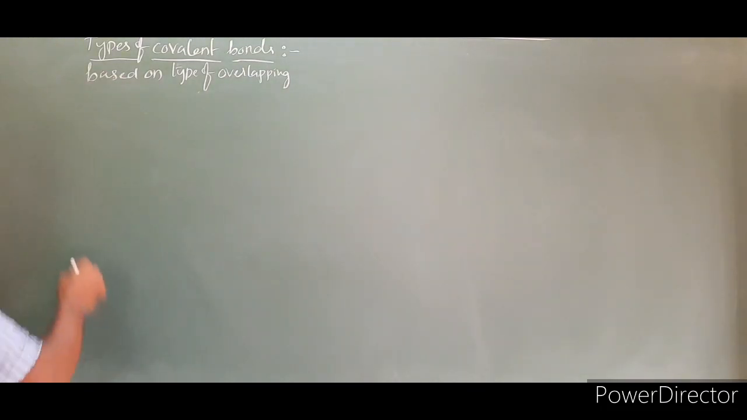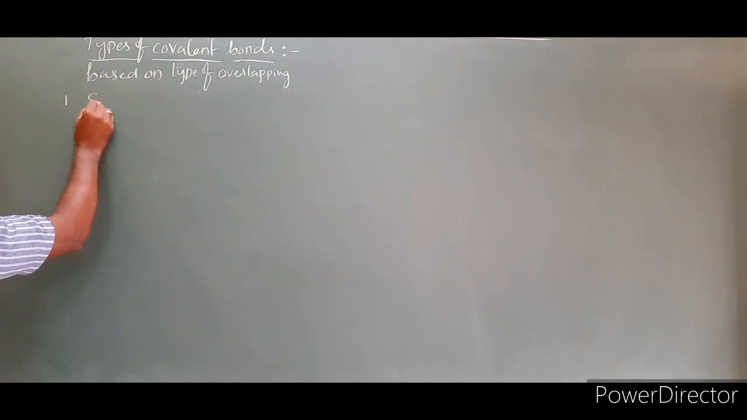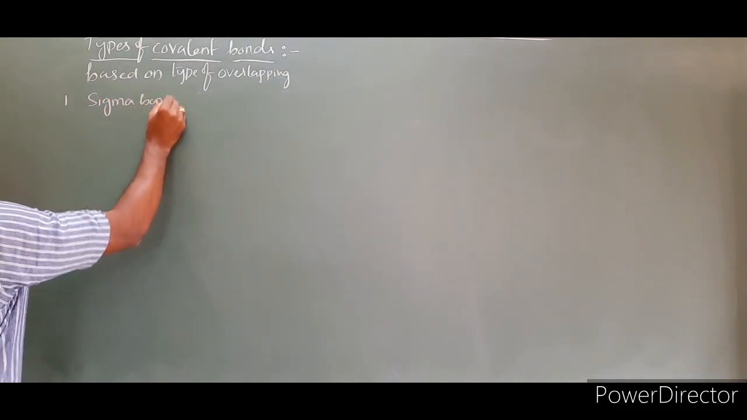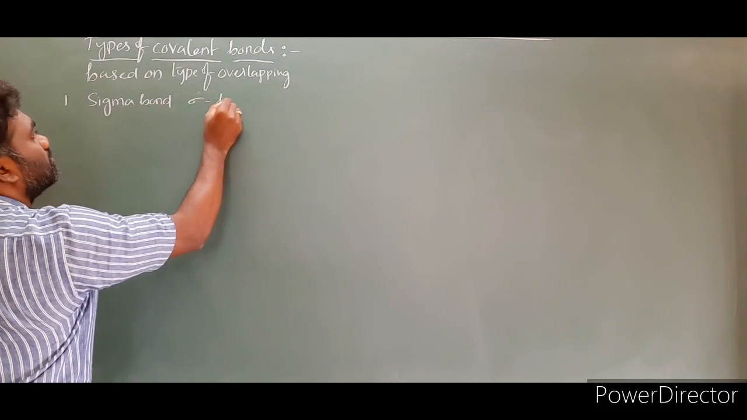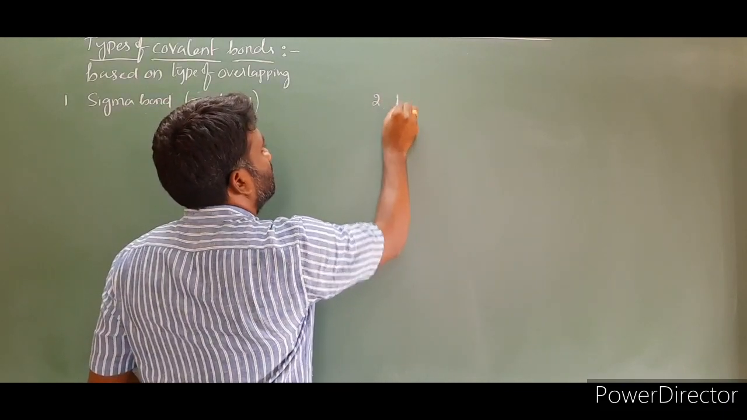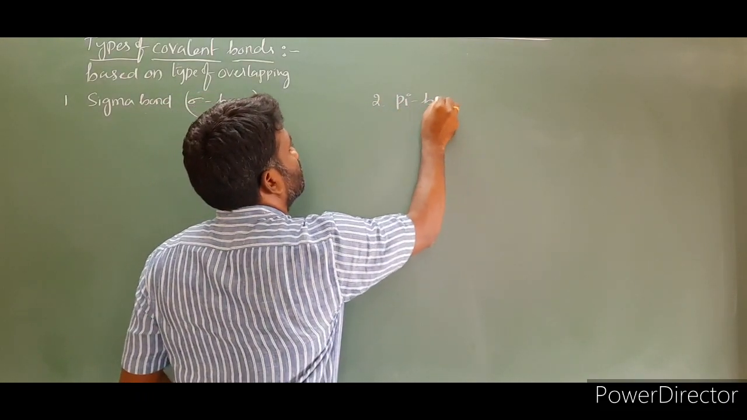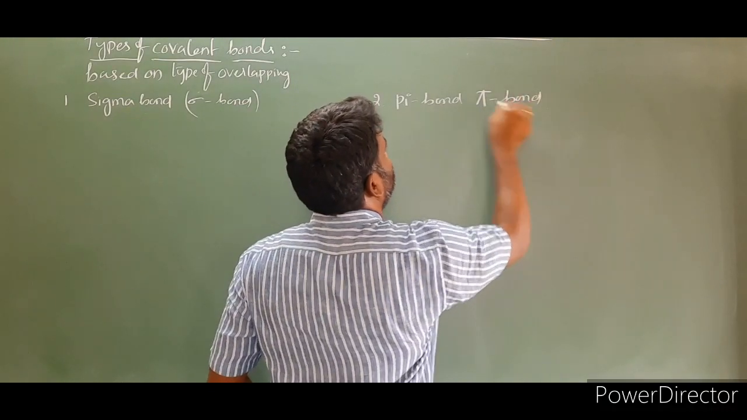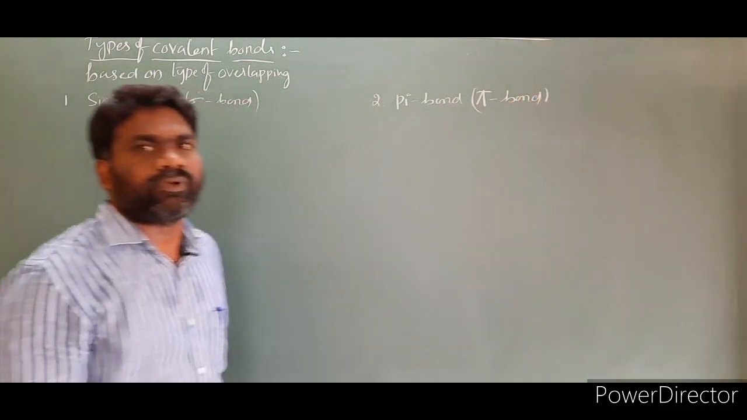Now let us write them. The first one is a sigma bond, and the second one is a pi bond. Now let us discuss one by one in detail.